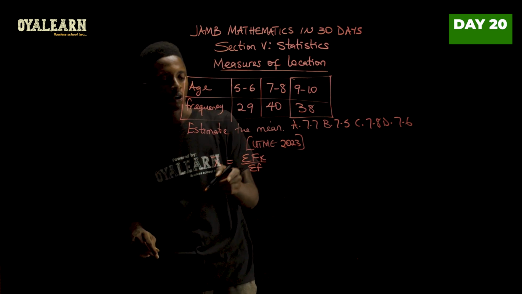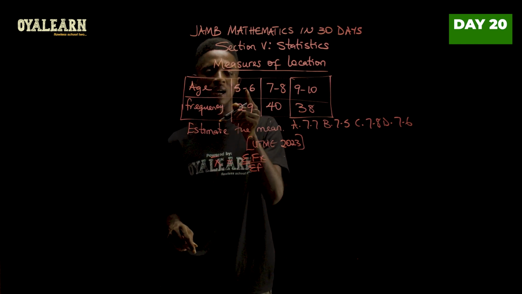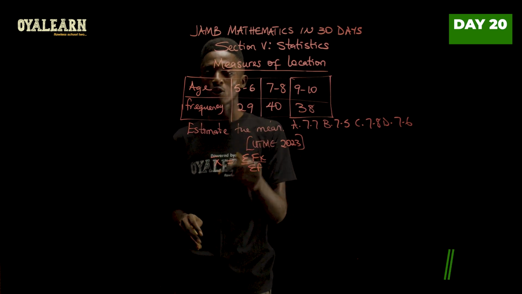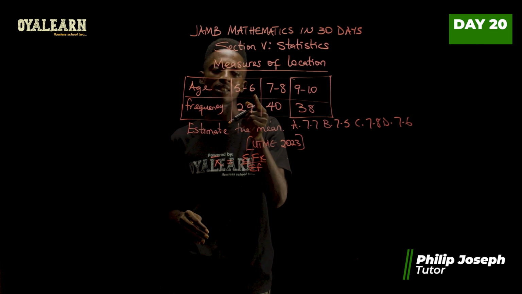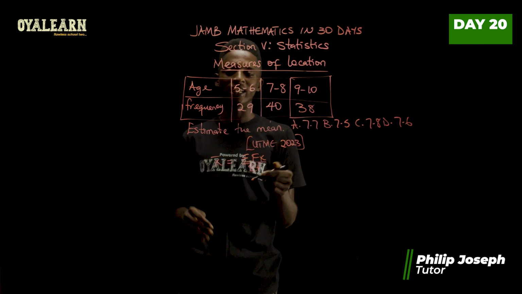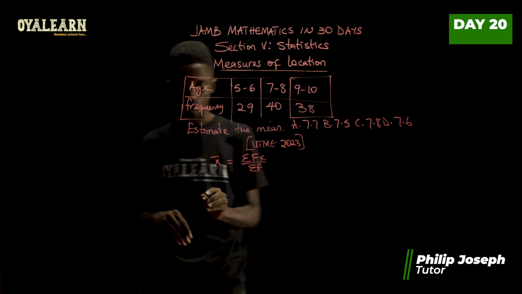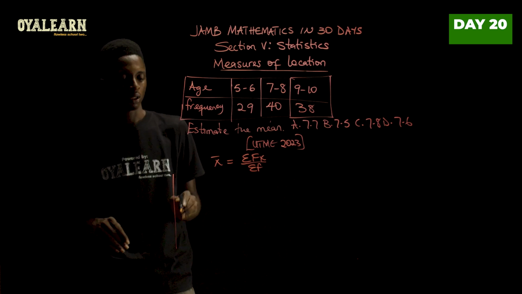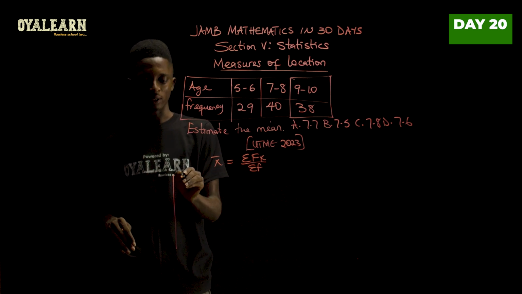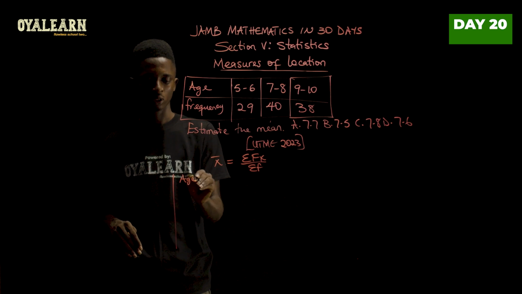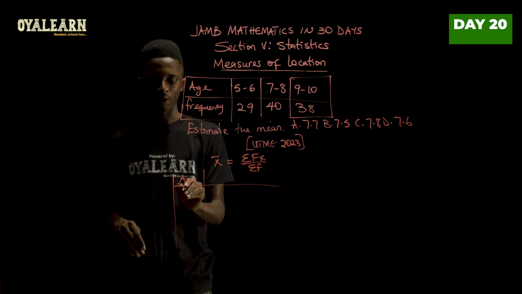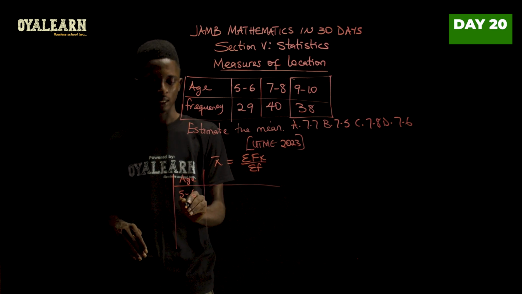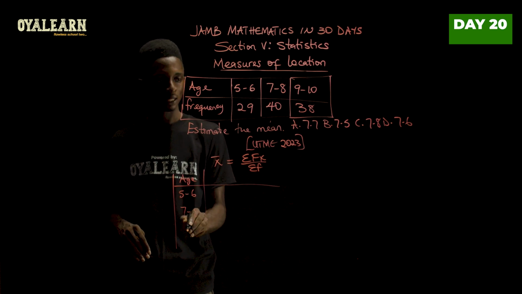And for x here, we see that we have a range of values from 5 to 6. So we have to find the midpoint. X will stand for the midpoint of 5 and 6, 7 and 8, and then 9 and 10. So let's make that table. First we have the age class. For the age class, we have 5 to 6, 7 to 8, and then 9 to 10.